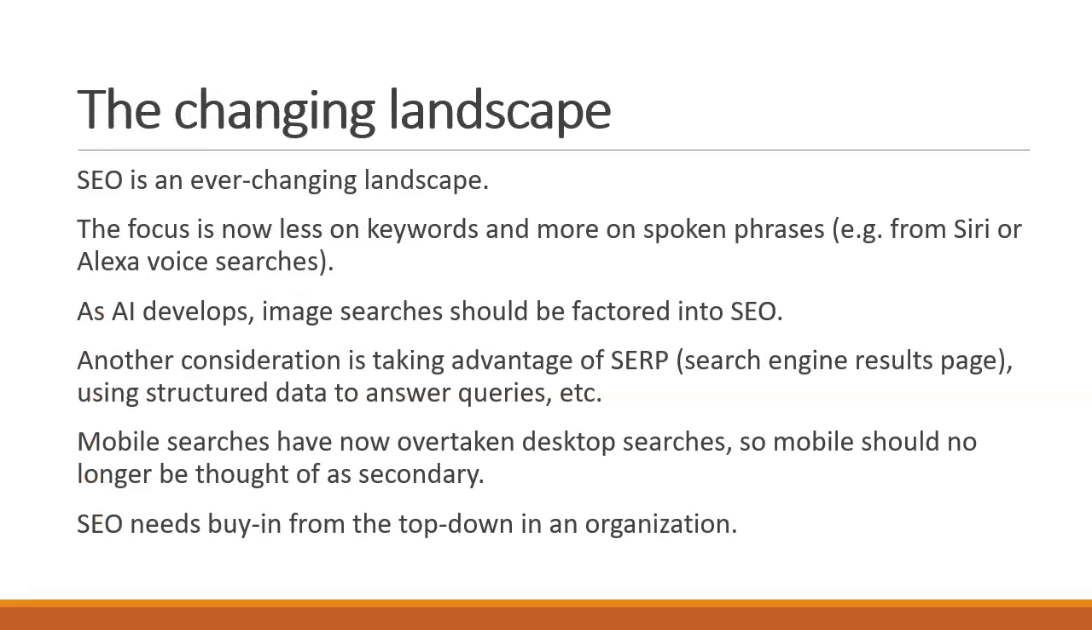Okay. Of course, this is an ever-changing landscape. So one, you can see the focus is less on keywords and now on spoken phrases. Alexa, get me a recipe for something. Alexa, search, or Siri, or how we speak into our Google phones. And as AI develops, image searches are also becoming more popular, and the technology for image searches is increasing. So we should think about that in our SEO strategy also.